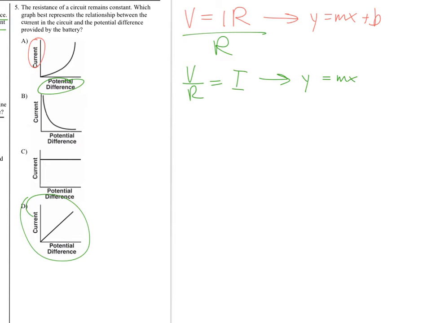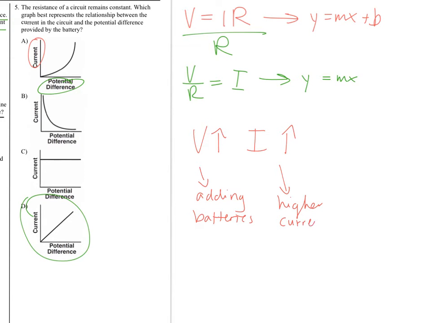But anyway, if you notice the graph here for choice D, it's a linear line. What do we know about the relationship between current and potential difference? When V goes up, I also goes up. It's the same as adding more batteries, which results in higher current. Makes sense, right? Yeah.